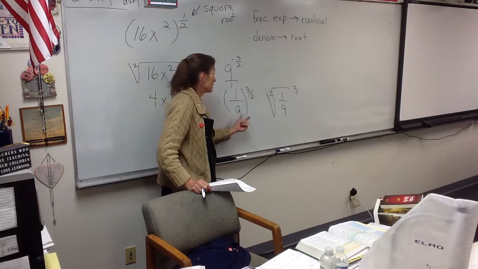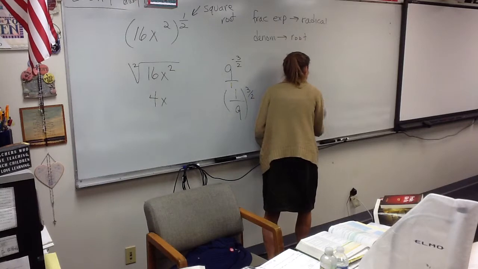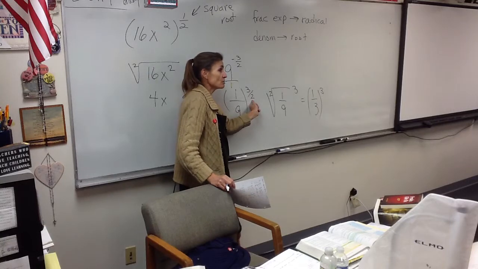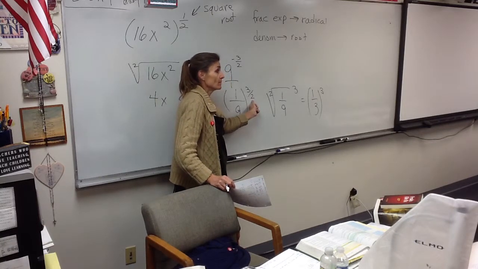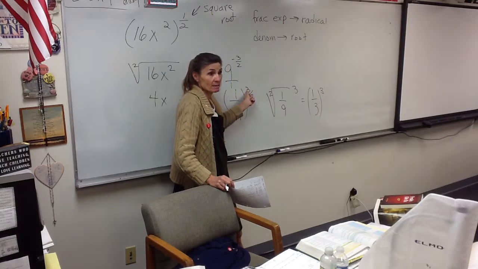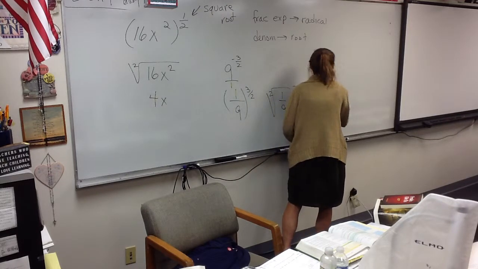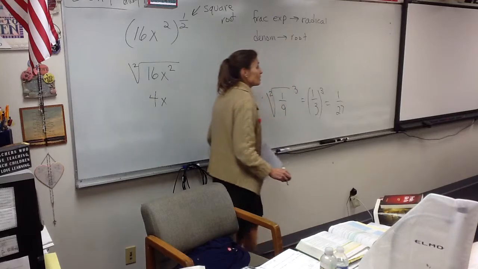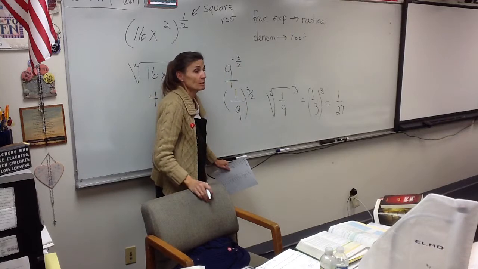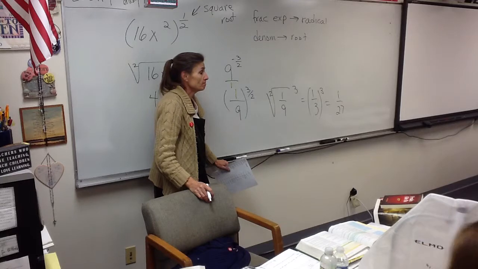Anybody know what that is? The square root of 1/9 is 1/3. And I'm going to cube that. The denominator tells me to take the square root. The numerator tells me then to cube the answer that I get. So 1/3 cubed would be, not 1/9, 1/27. Because what does cubing mean? Multiplying 3 times? So 3 times 3 times 3 would be 27. Okay?